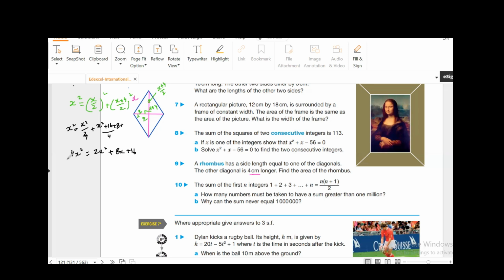Take all these values from right to left. It would be 2x squared minus 8x minus 16 is equal to 0. All are divisible by 2. So we have x squared minus 4x minus 8. Now we can think of sum and product to find x. The product is minus 8 and the sum is minus 4. 4 twos are 8, that will not work.